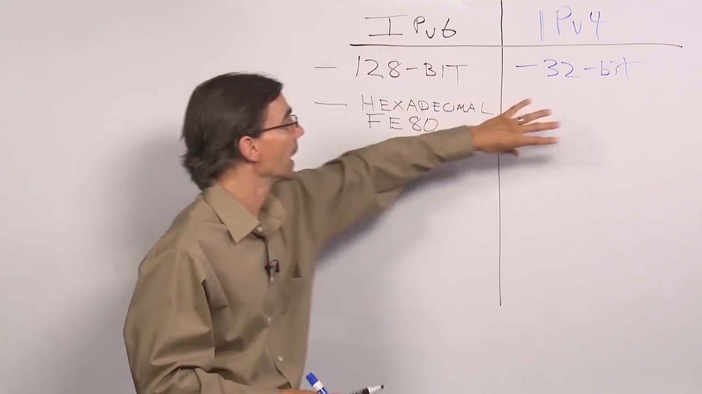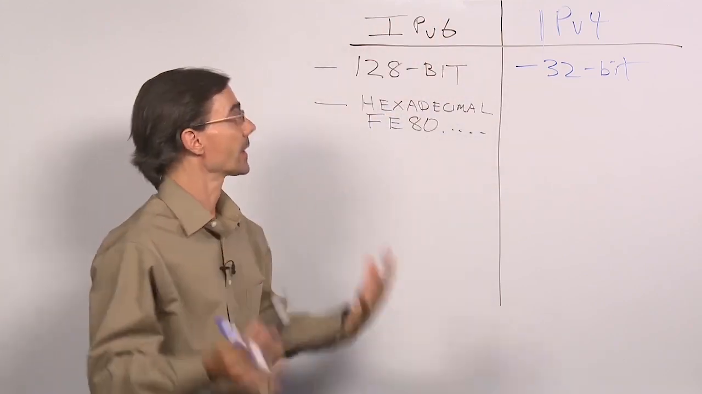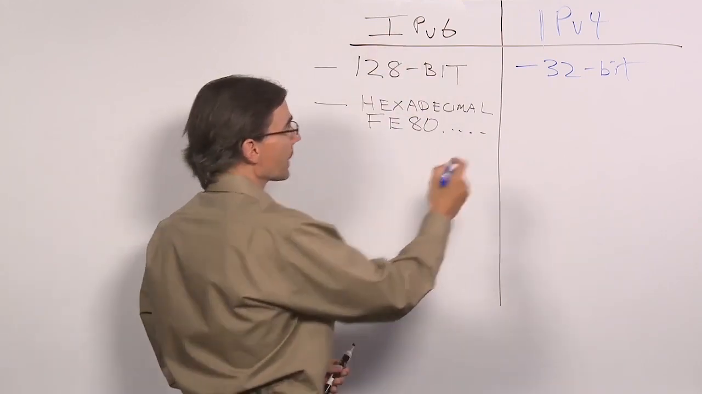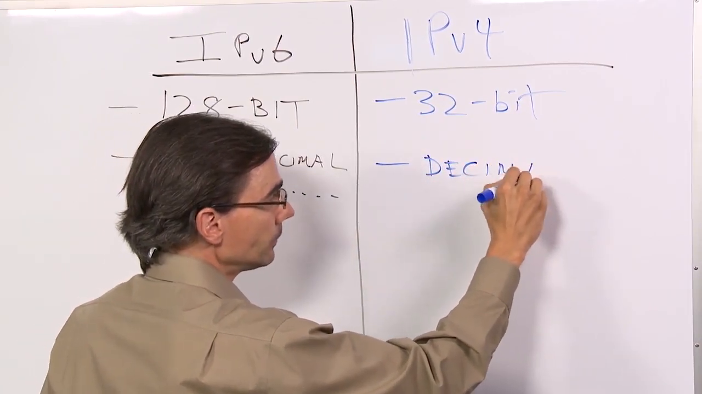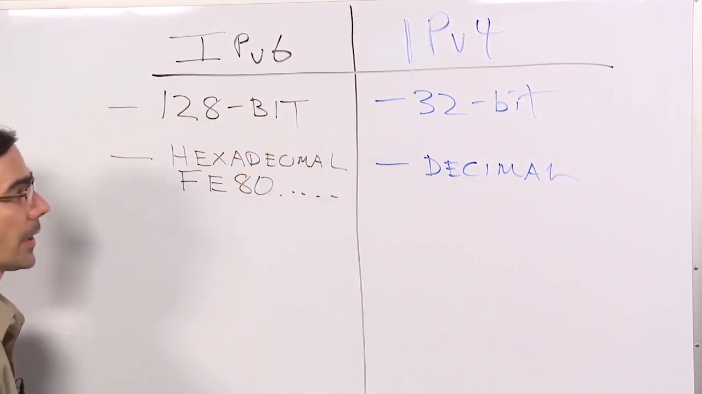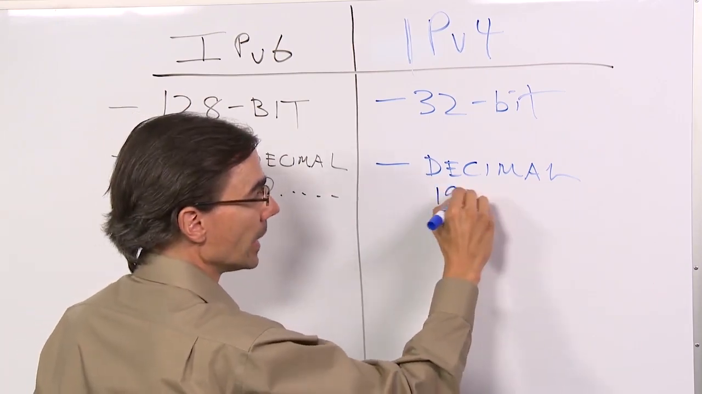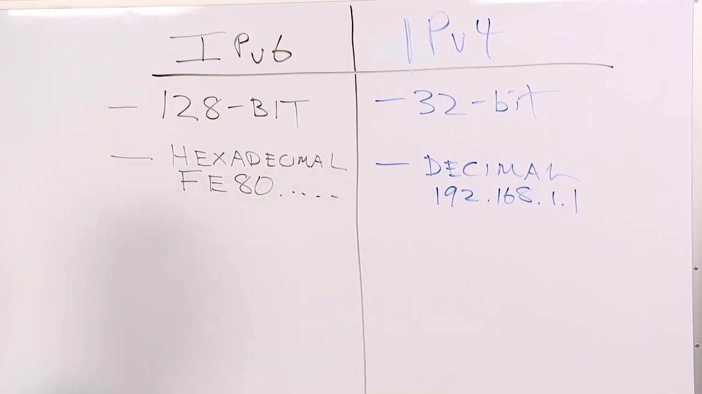That's one of the reasons to make the jump to IP version 6 as a society, so that we can have more addresses. But the other comparison here, we were using the decimal numbering system instead of hexadecimal. So as we mentioned before, you might see an address like 192.168.1.1, the regular decimal system.